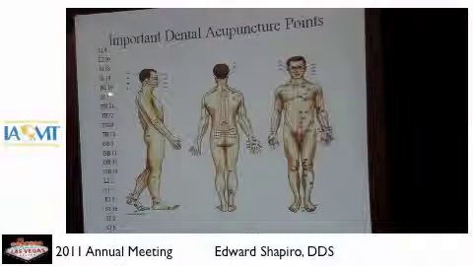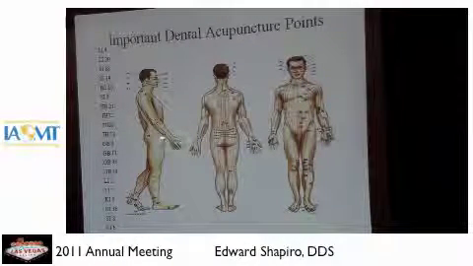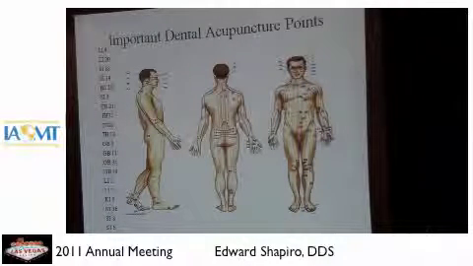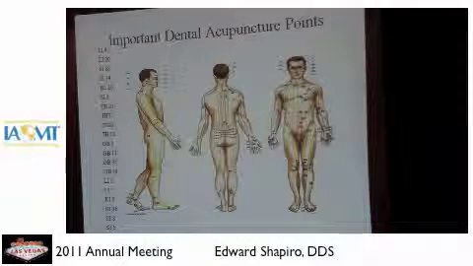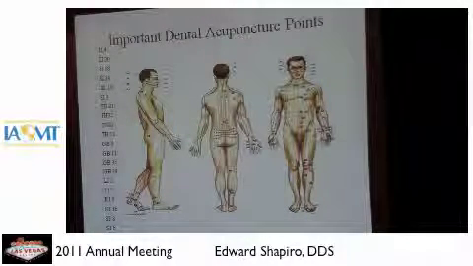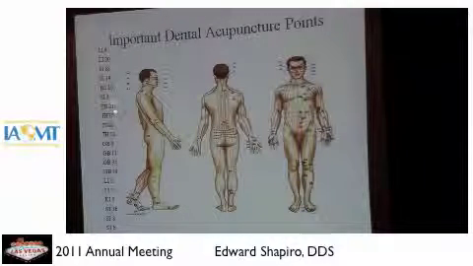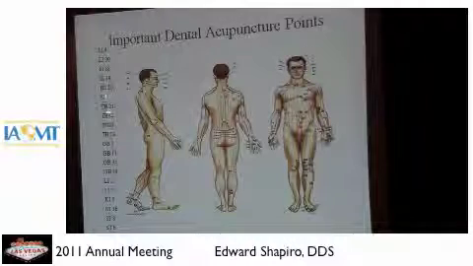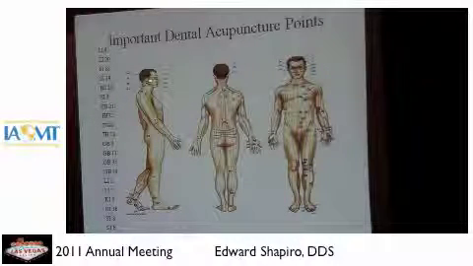Small intestine 3 is a great point, right here. If you squeeze your hand right here, that's a great point for patients that don't sleep well, insomnia, or patients that have a lot of anger issues. You can get a lot of tension release there. Triple heater is back up at the TMJ area again. 18, 19, 23, and 22 are in this area here.